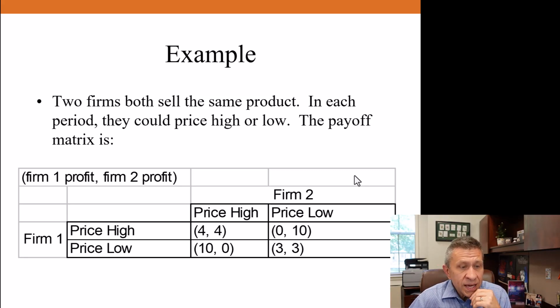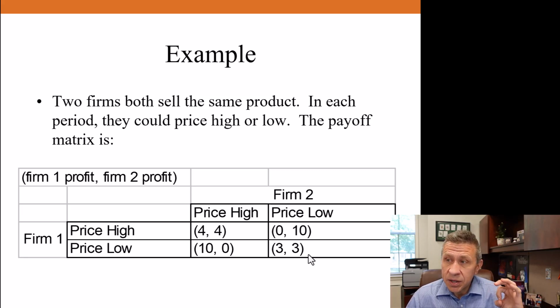In a one-time game, both are going to price low because there's a dominant strategy for both to price low. If we notice here, for firm 1, it's 4 versus 10, 3 versus 0. And it's symmetric, so it's exactly the same for firm 2: 4 versus 10, 0 versus 3. Both have a dominant strategy to price low, so the Nash equilibrium, of course, is both price low. That's in a one-off game.